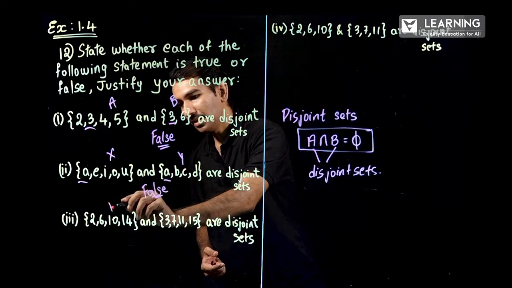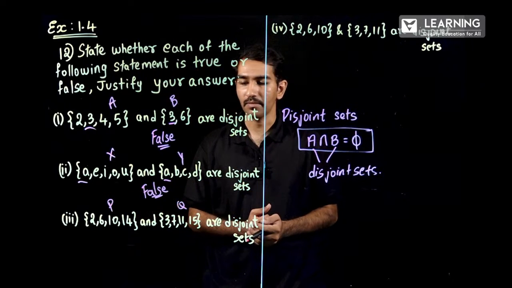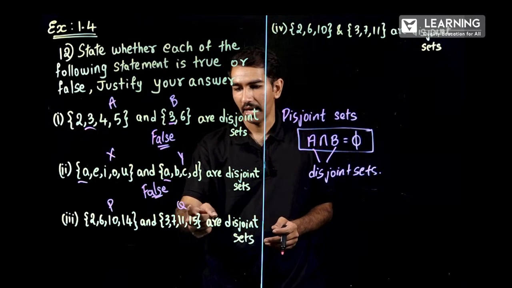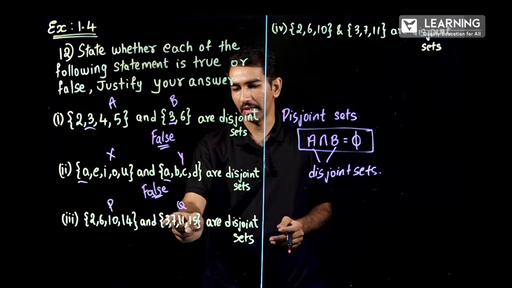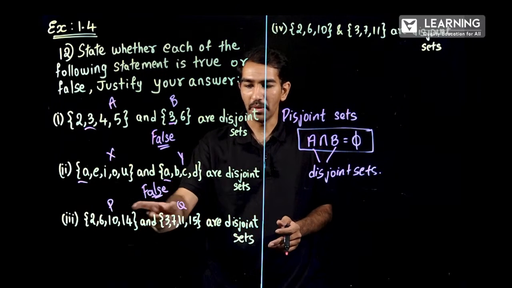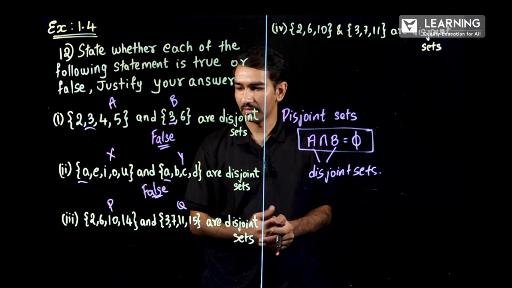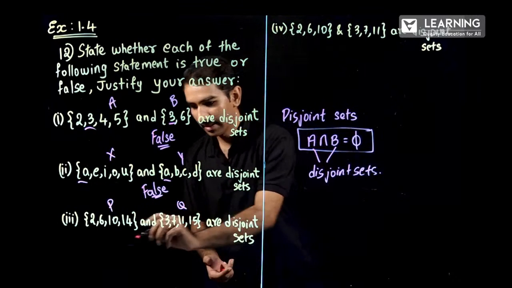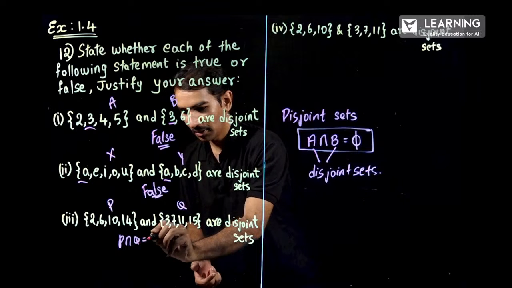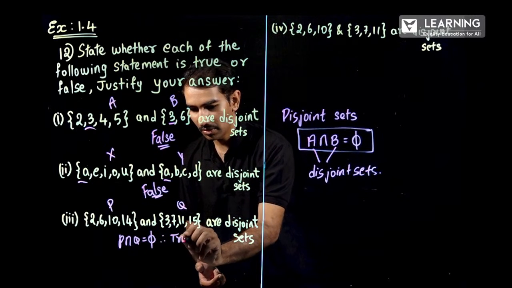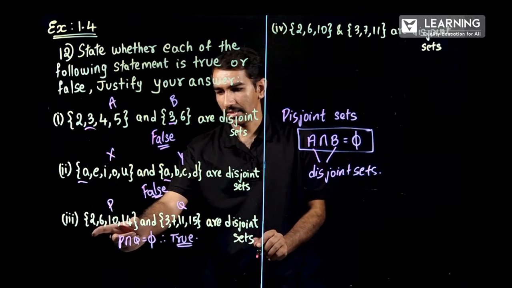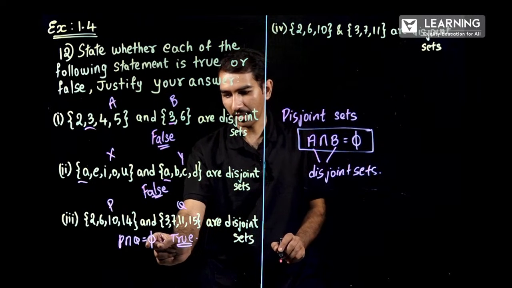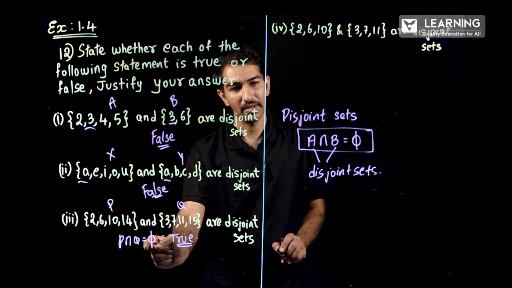Let us call it set P and let us call it set Q. P has 4 elements, 2, 6, 10, 14, all are even, and Q has 4 elements, 3, 7, 11, 15, all are odd. Is there anything common between P and Q? There is nothing common between P and Q because this is even and this is odd. So what can we write here? We can write P intersection Q is equal to empty set. Therefore, this is true. That is, this P set and Q set are disjoint sets. Why? Because there is nothing common. That is why we have written empty set here.